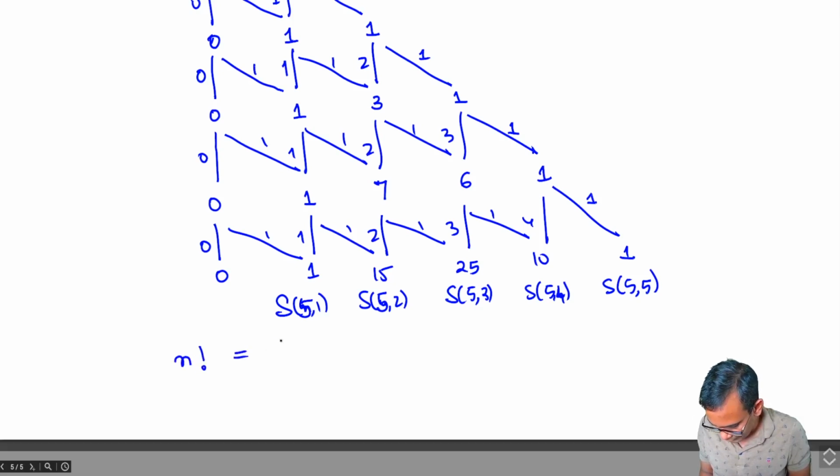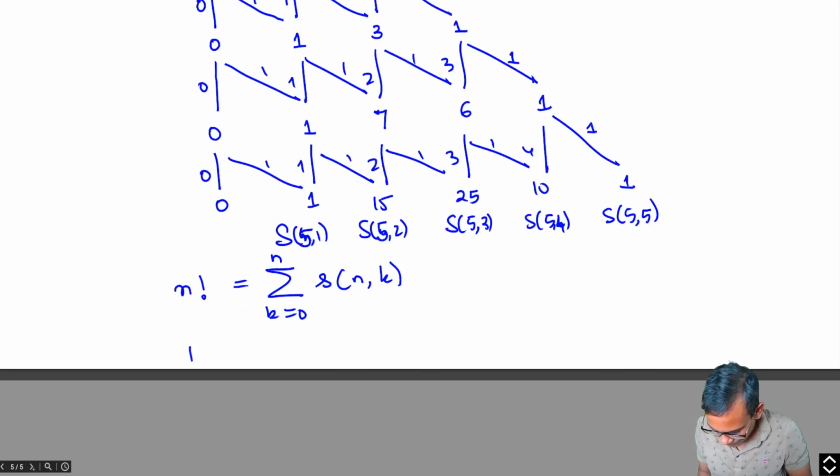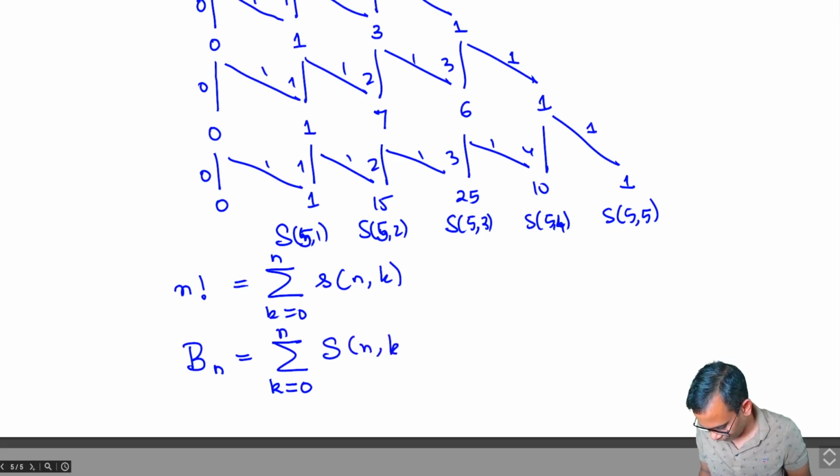And the thing is, we have n factorial is the summation k goes from 0 to n of the unsigned Stirling numbers of the first kind, because there are totally n factorial permutations of the set 1 to n. And on the other hand, we have Bell numbers for Stirling numbers of the second kind, the total number of set partitions of the set 1 to n. And these two triangles of numbers have very interesting properties, which I'll let you explore partially on the assignments.